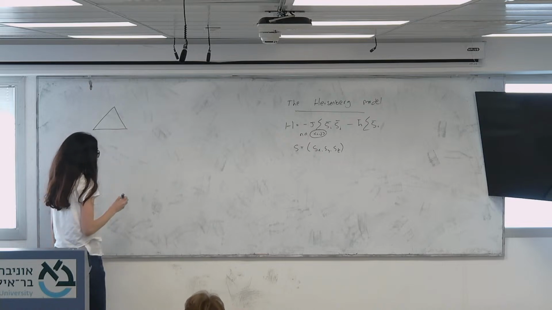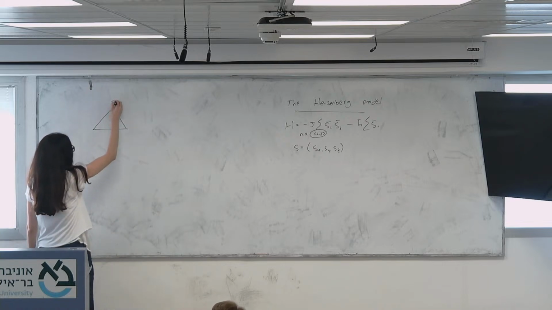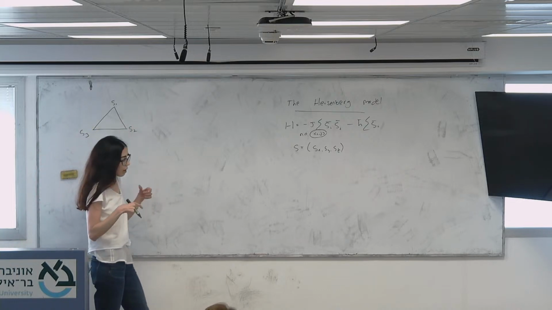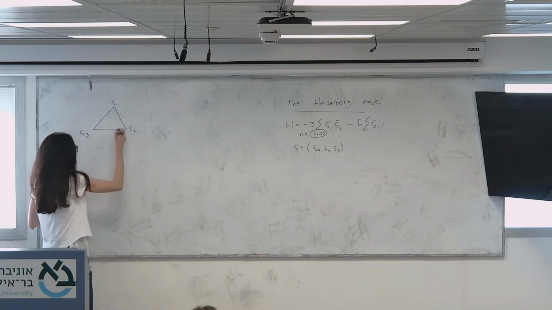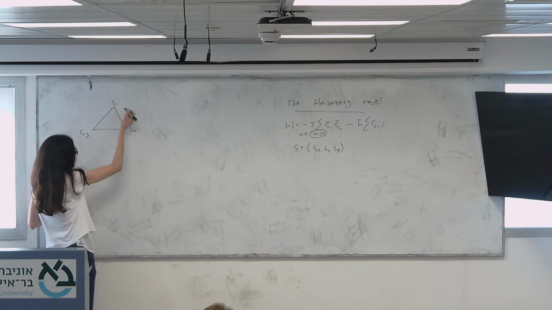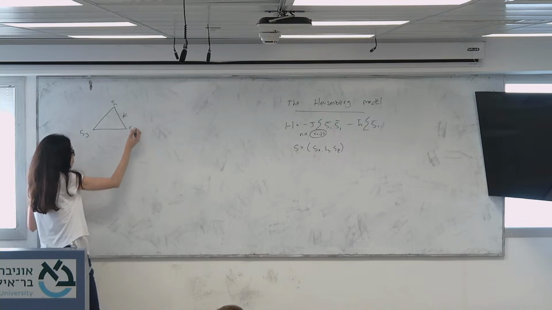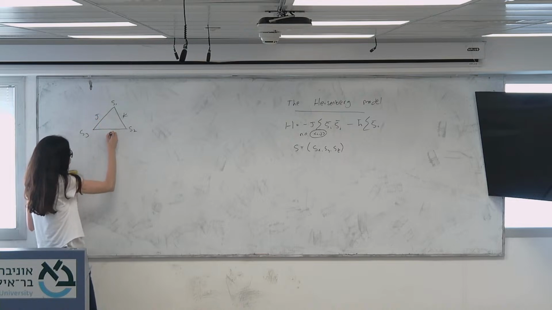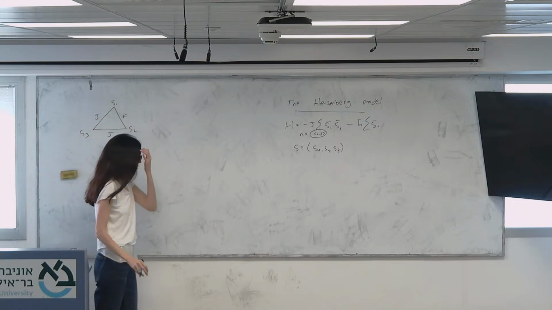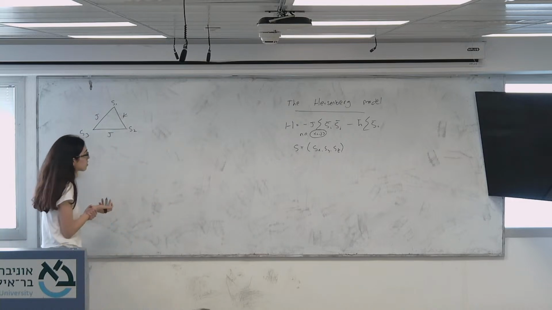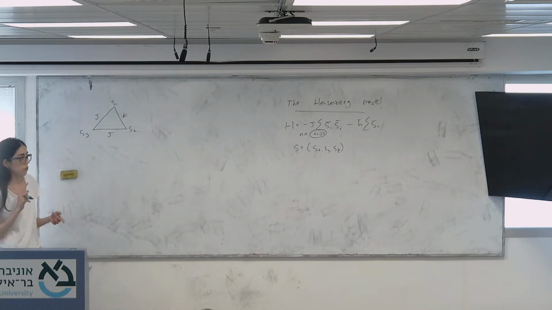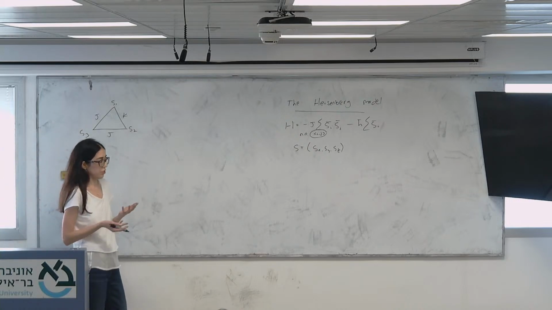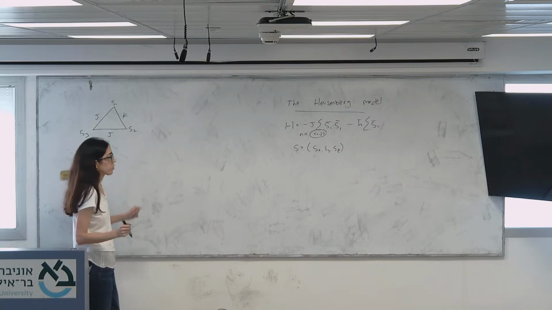So we have a system with 3 spins, S1, S2, and S3, and they are coupled to each other. S1 and S2 are coupled with some coupling coefficient called K, and S2 and S3 and S3 and S1 are coupled with a different coefficient called J. And basically what we want to do is first write the Hamiltonian, and then find the eigenstates and the eigenenergies, which is what we always do.